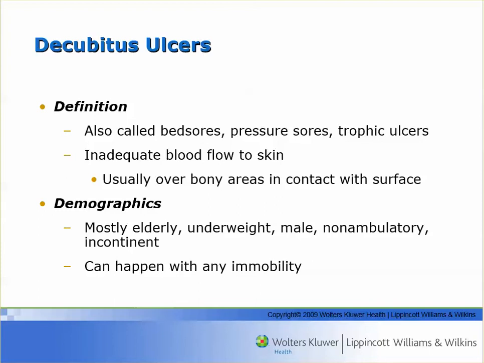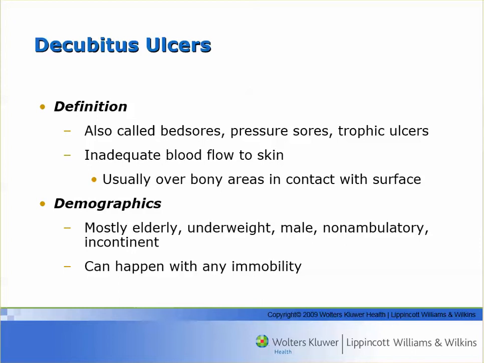So this video is on decubitus ulcers, also known as pressure ulcers, bed sores, or trophic ulcers. Bed sores is the term that you'll hear the most often, and it's caused by unrelieved pressure resulting in damage to underlying tissue, usually over some sort of a bony prominence. What happens is that pressure on the tissue over the bone compresses capillaries and you get inadequate blood flow to the skin, and then the skin dies and ulcerates.